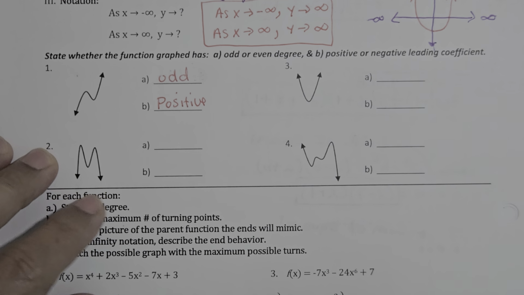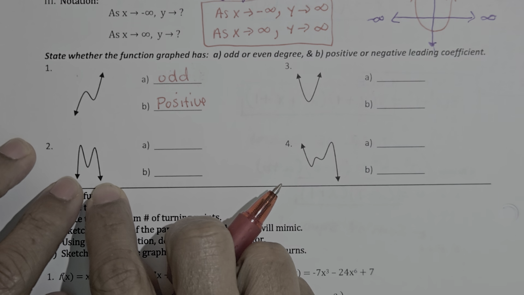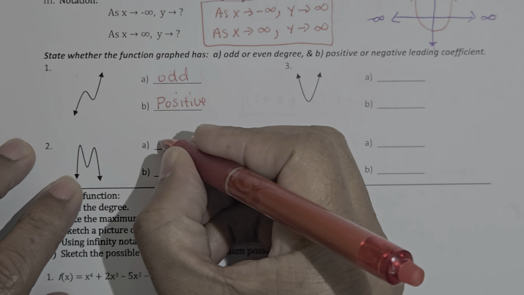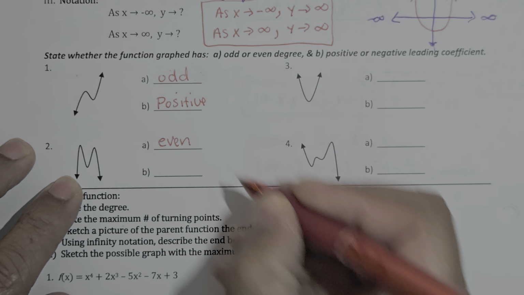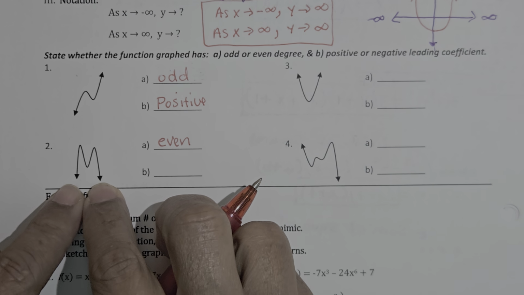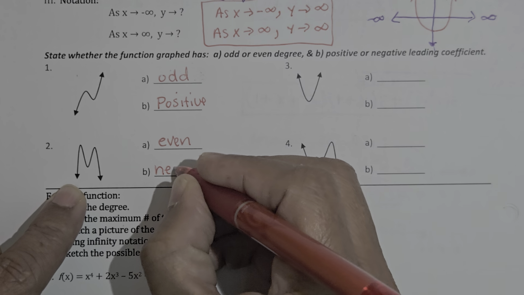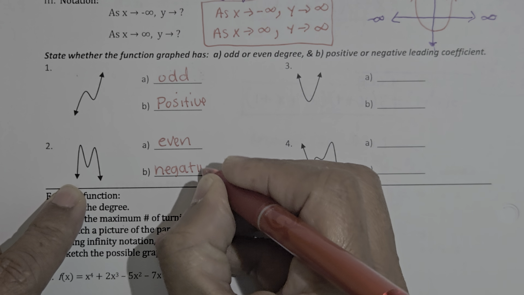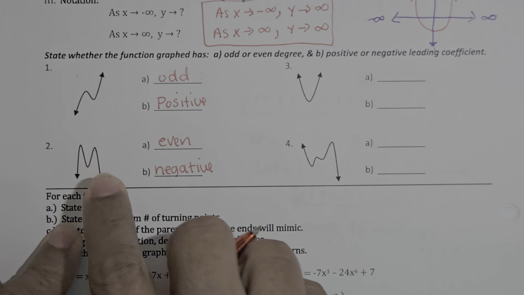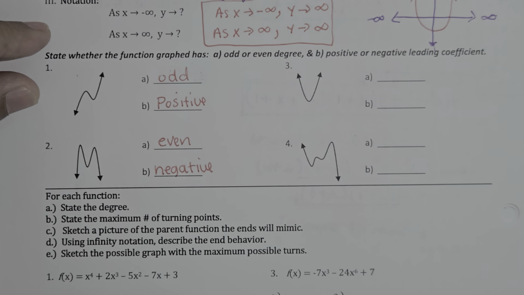On the next example, as you can see, both ends point down, so they go in the same direction. That means the degree has to be an even number. Since they both point down, that means the lead is a negative lead. To the right, we see that it goes down, so that right away tells you this is a negative lead.